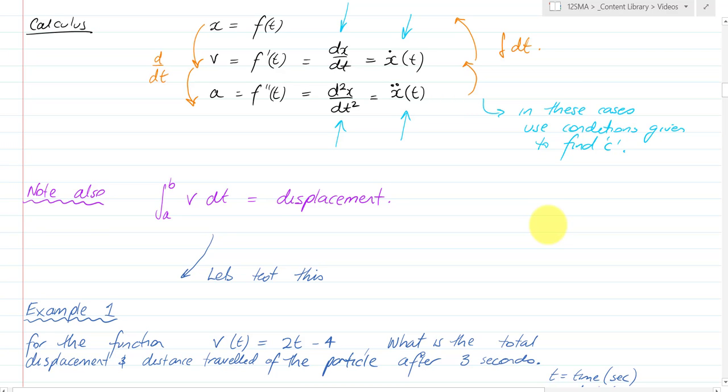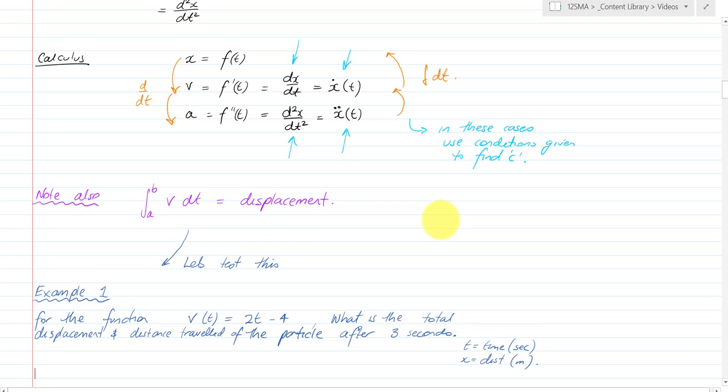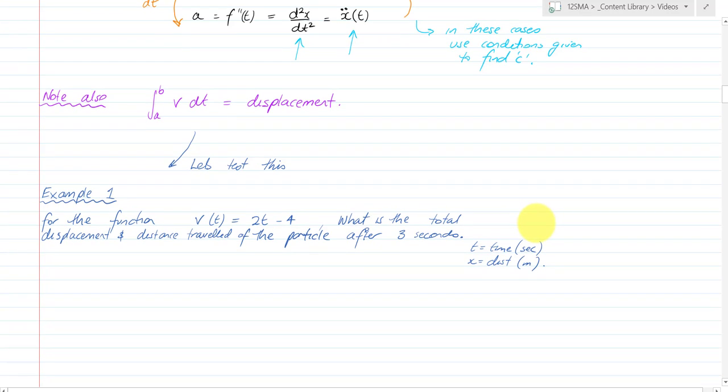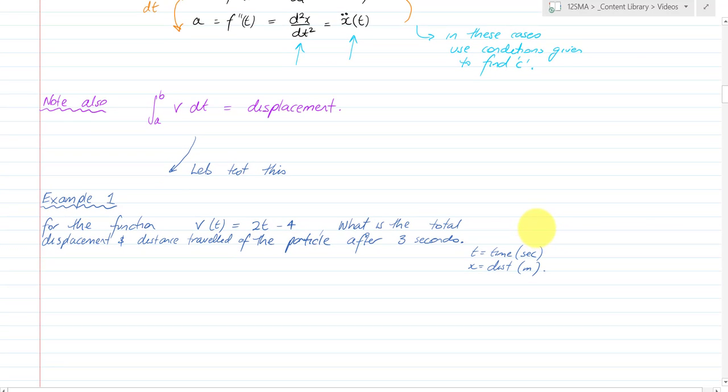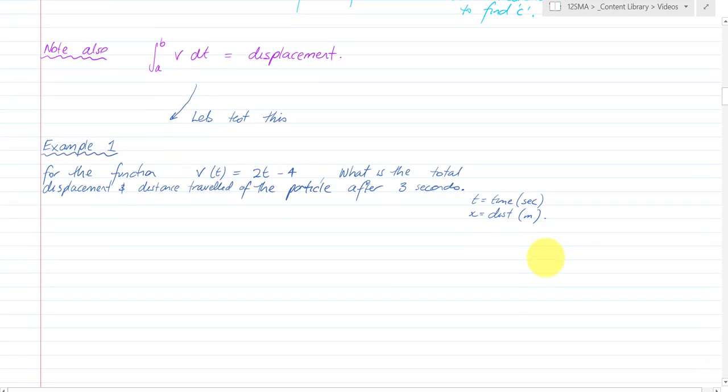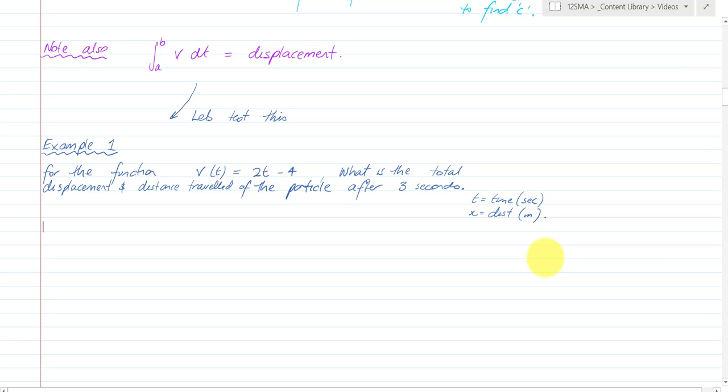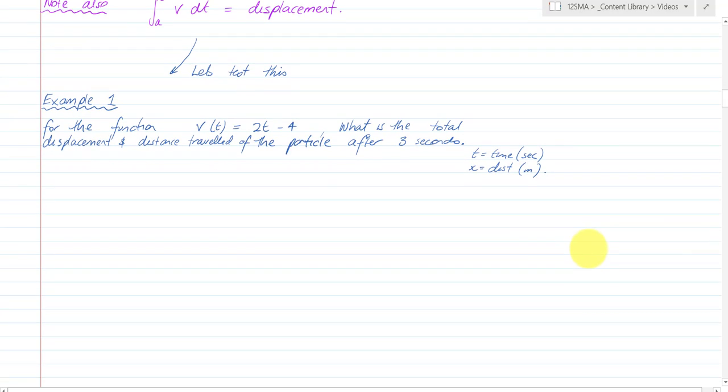So let's have a look quickly at example 1. In example 1, we're given a function for velocity, which is 2t minus 4, and we're asked to find the total displacement and distance travelled by the particle after 3 seconds, where t is time in seconds and x is distance in meters.